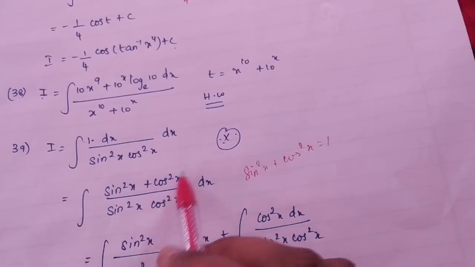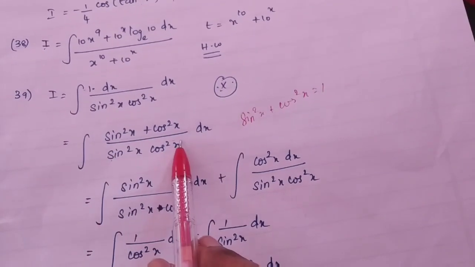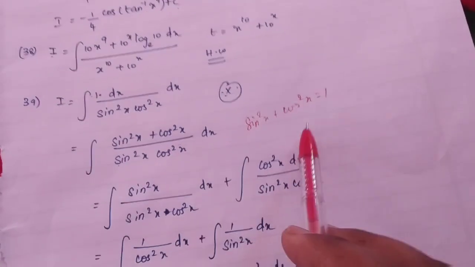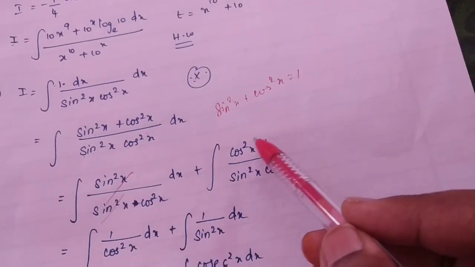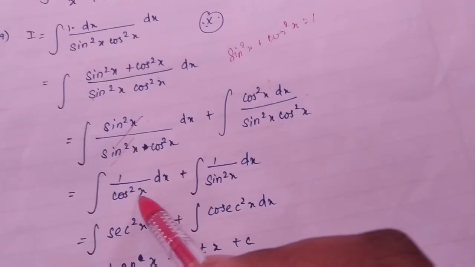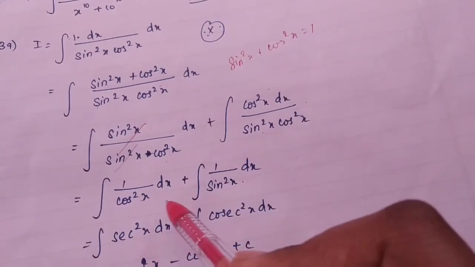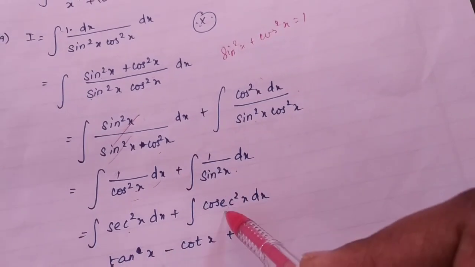In the place of 1, you are writing this, after that separating the integral. Sin squared x by sin squared x cos squared x plus cos squared x divided by sin squared x cos squared x into dx. That's what you have written. After that, this sin squared x will get cancelled. Here cos squared x will get cancelled. So I have written the remaining thing here. 1 by cos squared x, here 1 by sin squared x. 1 by cos squared x is nothing but secant squared x. This is nothing but cosecant squared x.